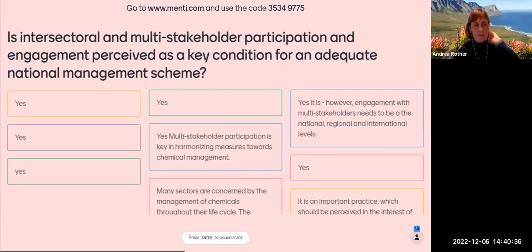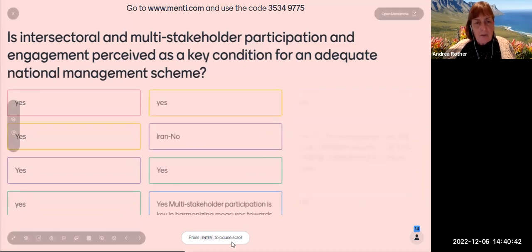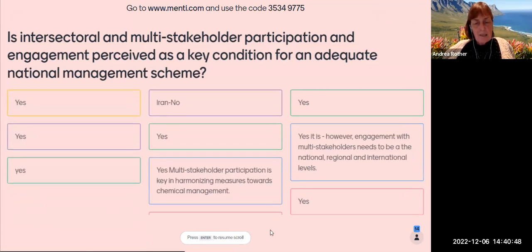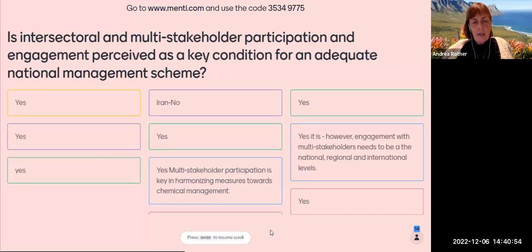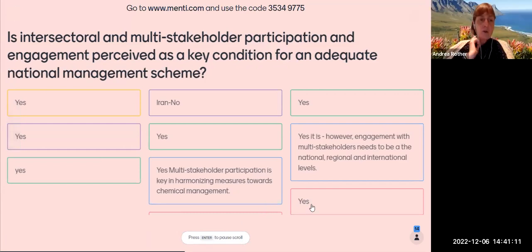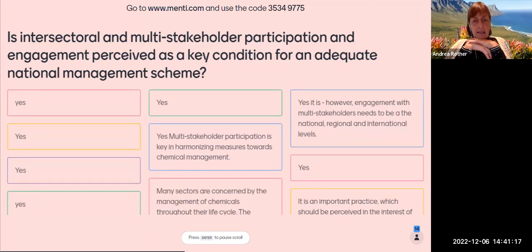So we're going to move on to the second question. I don't know if you want to comment at all on the poll. You can see that there's been a lot of responses. Yes, that there should be multi-sectoral comment about engagement at national, regional, international levels, and also about harmonizing measures towards chemicals management. So there's only one no. Iran does not see the benefit of that, which you can always say in the chat why. It's important to hear why you feel that it's not important. Any other comments you'd like to make before we move on to the second question?